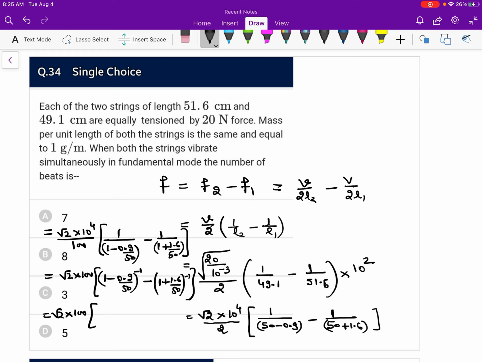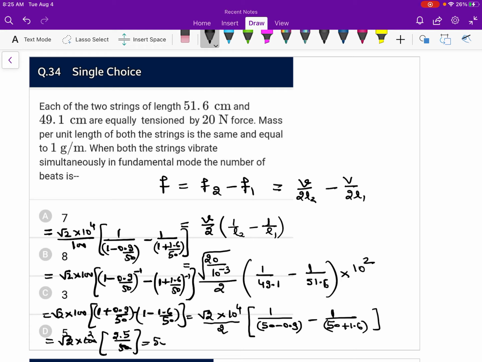Now do binomial approximation. So this is 1 plus 0.9 by 50 minus 1 minus 1.6 by 50. So this is root 2 into 100. So this is 2.5 by 50.